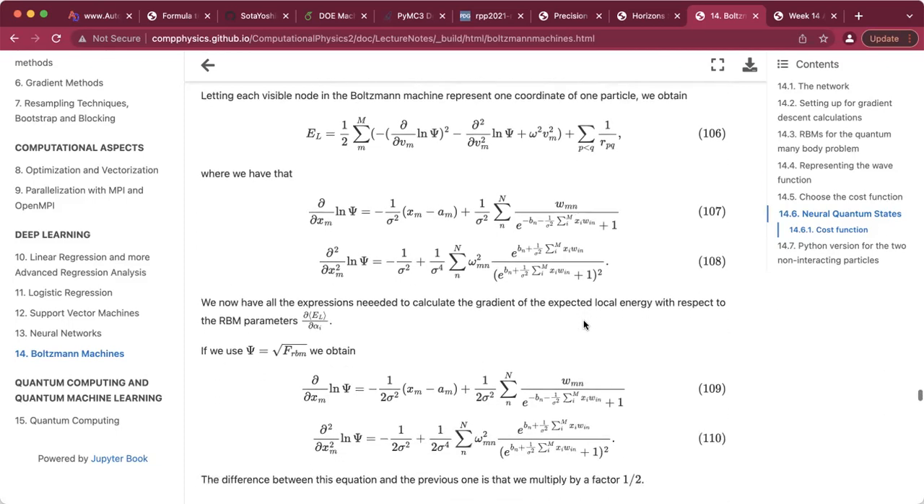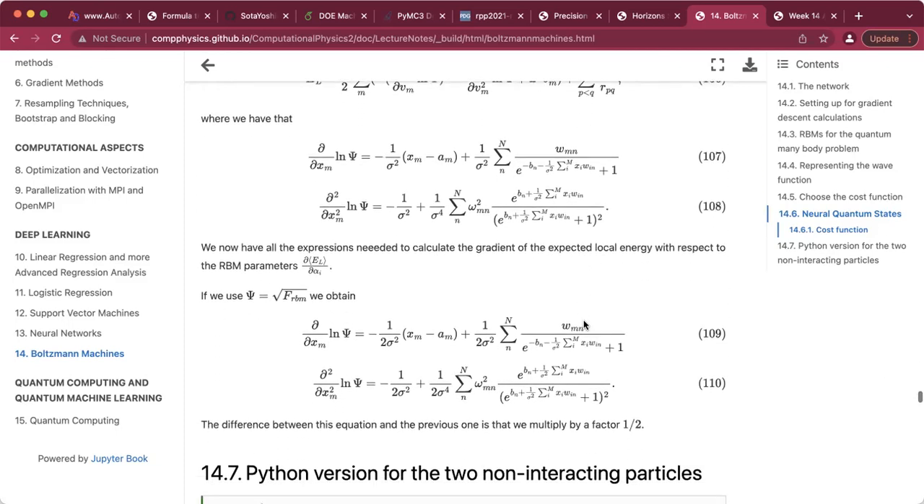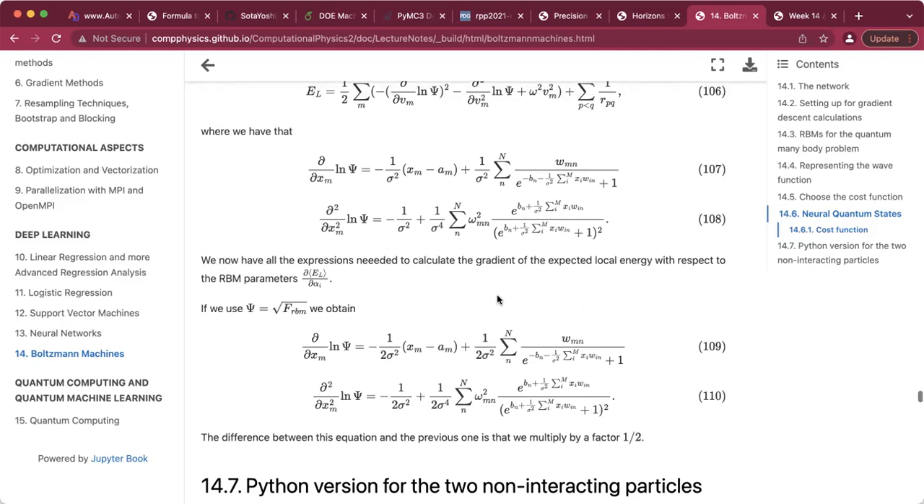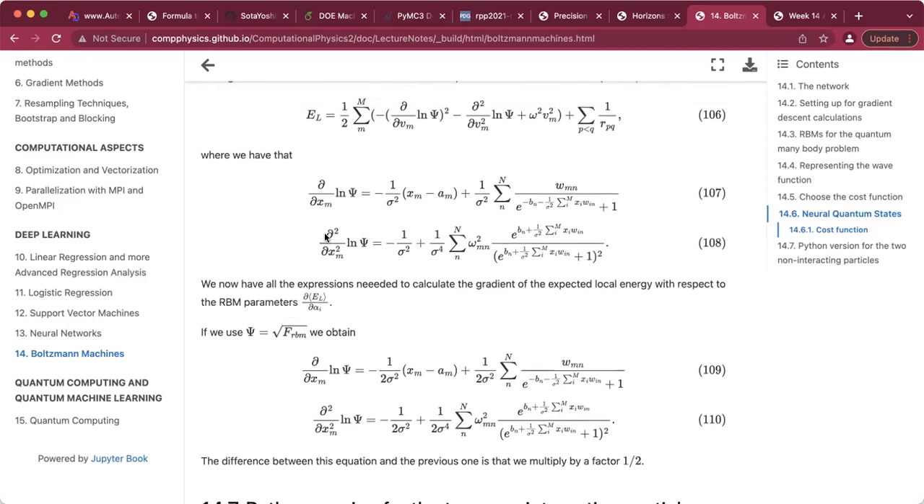And then, when we have everything in place, what we simply need is to decide whether we want to use a quantum mechanical distribution where we have the wave function squared, which means that we need the square root, and that just introduces this factor of one half. Or we want to run it with the wave function being represented directly by the Boltzmann machine.